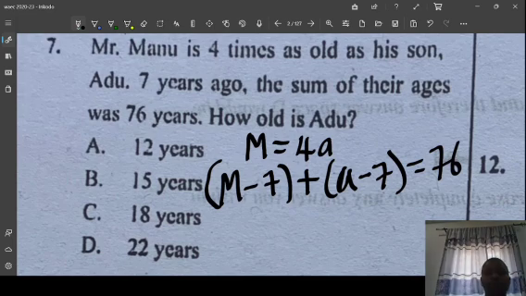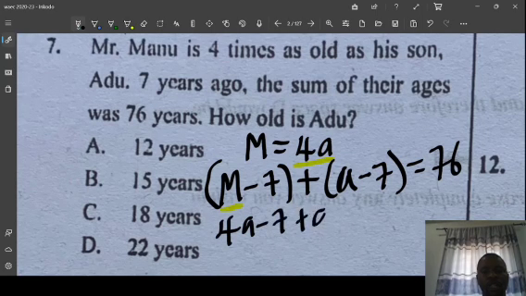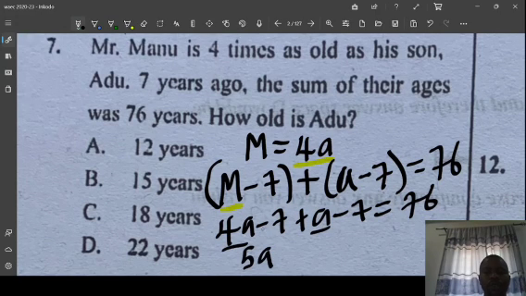All right. So what I can do now is, in place of this M here, I already have from equation 1 that M equals 4A. So in place of M, I can put 4A. And I'm going to have 4A minus 7 plus A minus 7 equals 76. All right. So when you collect like terms, 4A plus A is equal to 5A, minus 7 minus 7 is minus 14, equals 76.